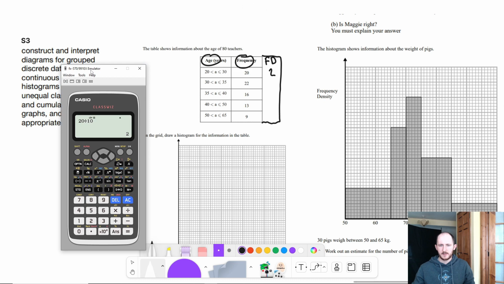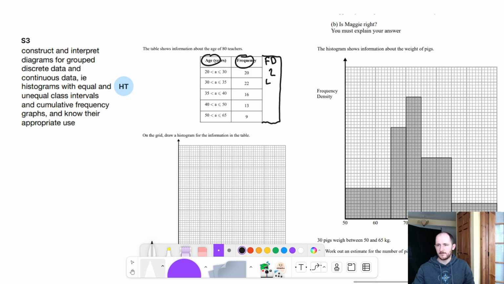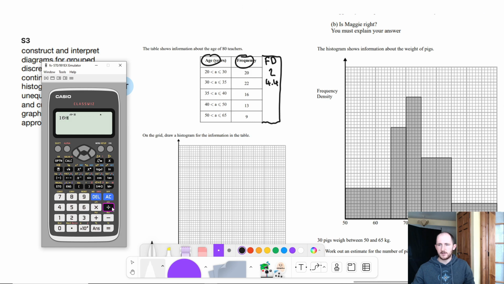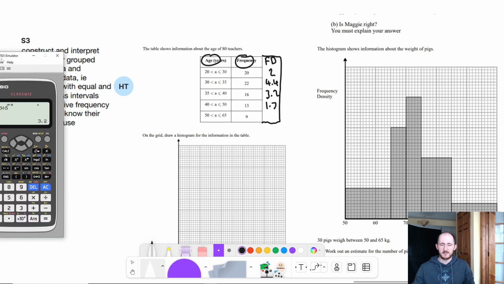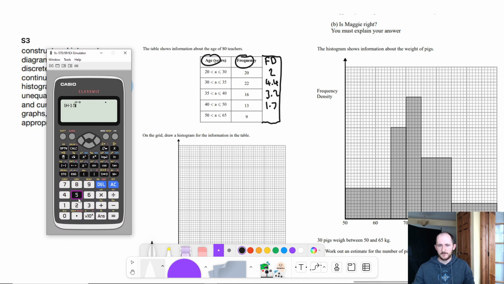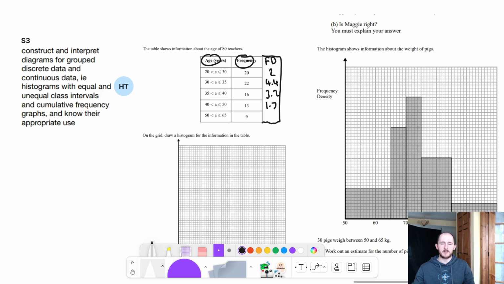The next one, the frequency is 22. The class width goes from 30 to 35, so you divide by 5. 4.4. Next one, 16. Divided by the width, which is 5. 3.2. 13 divided by the width, which is 10, which would be 1.3. And 9 divided by the width, which is 15. I can't really do that in my head. 0.6. Okay, I probably could have done that in my head.